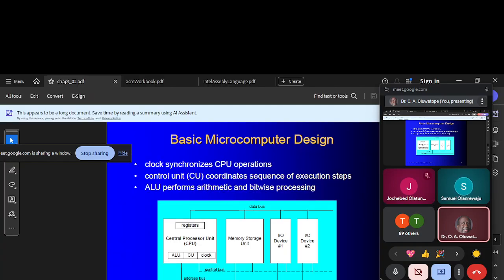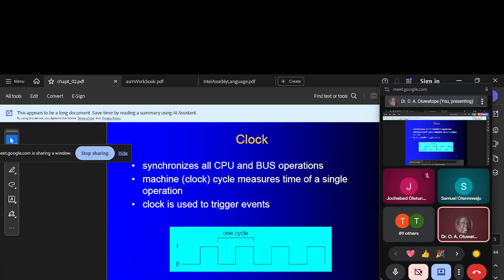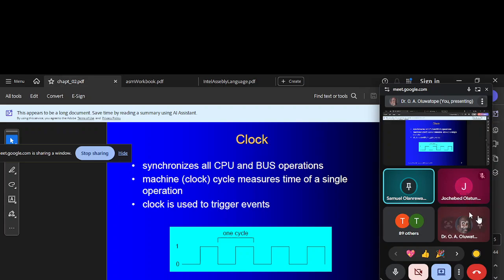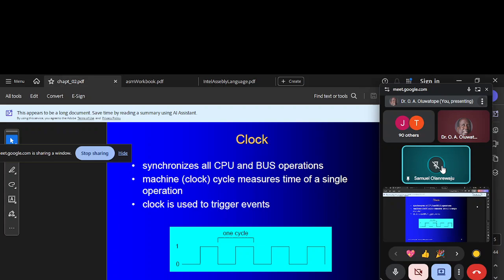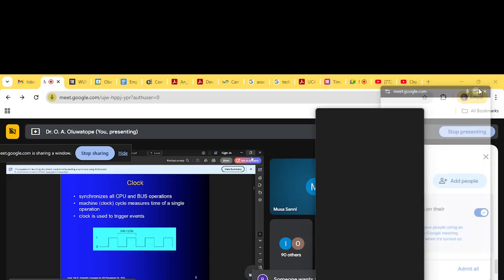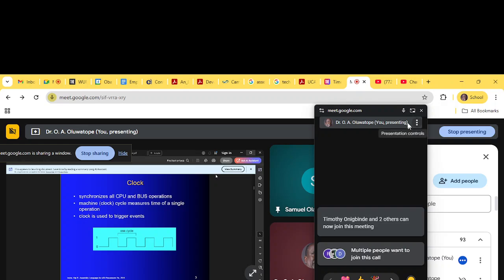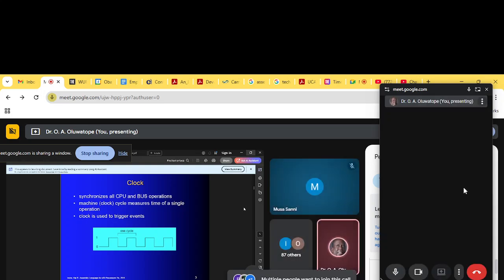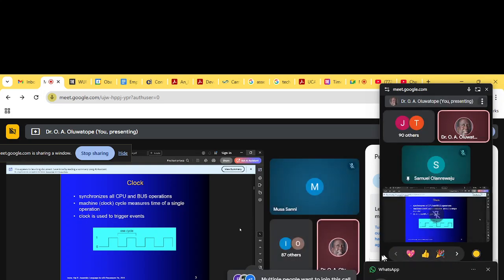Okay, next slide. Now, I have just mentioned to you the clock. What the clock simply does is that the clock generates pulses. These pulses are timing signals that determine when activities or actions should take place.